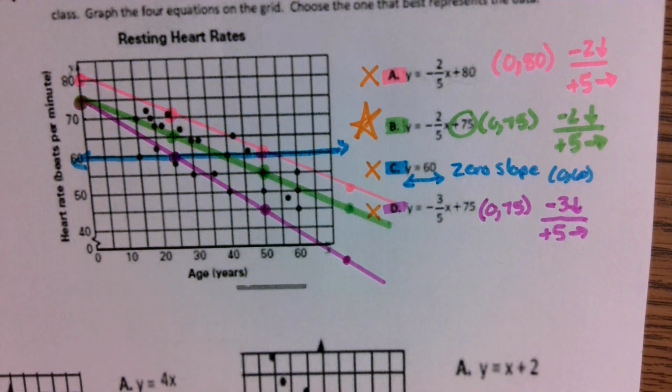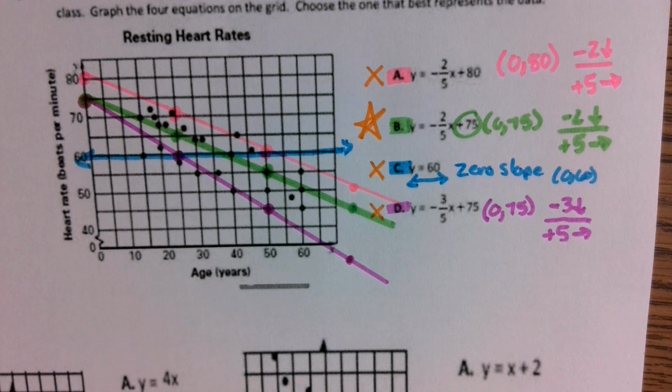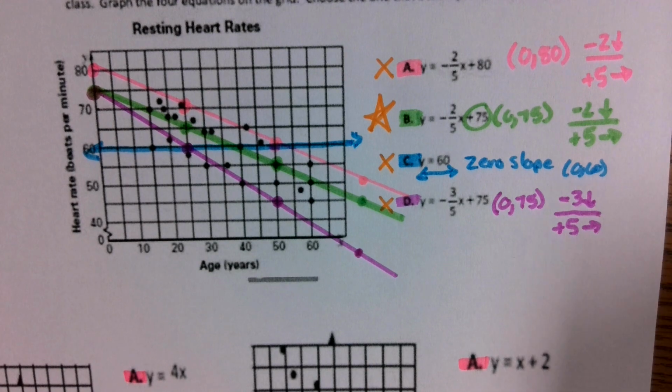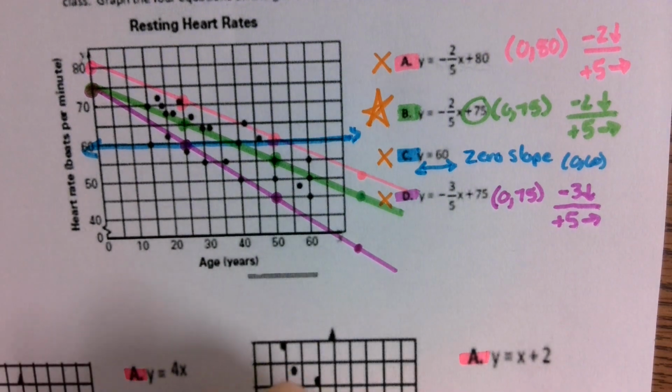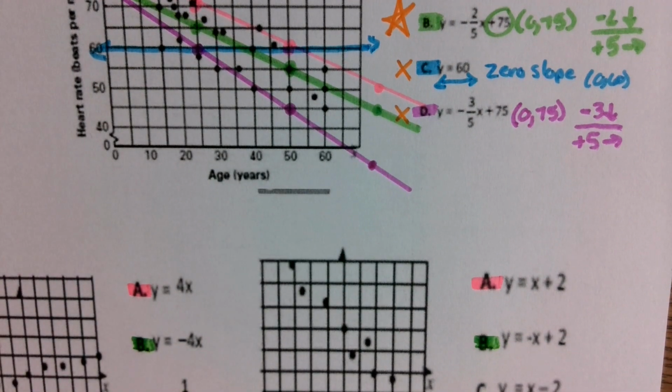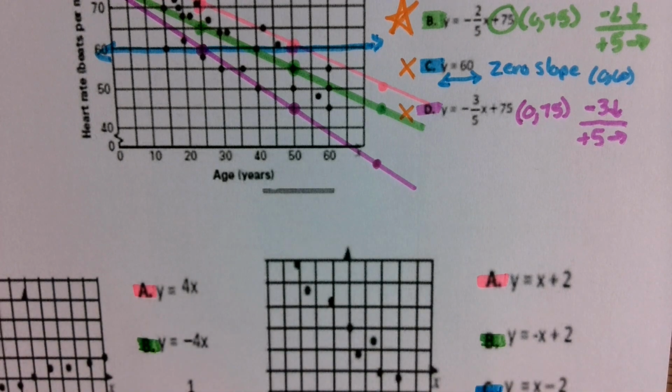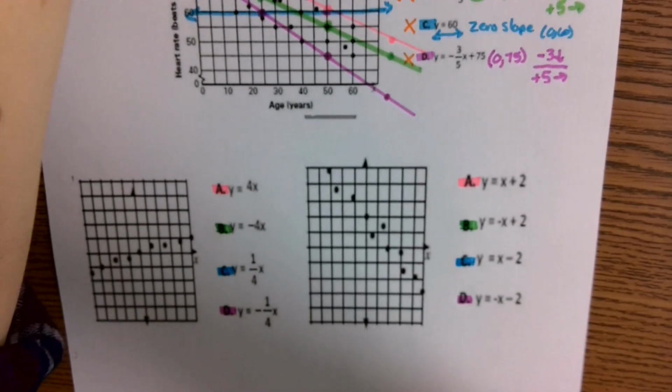Okay? What I want you guys to do is the exact same thing for those 2 problems at the bottom. You're going to graph all the lines, just like we did before. You're going to graph lines A in pink. You're going to graph lines B in green. You're going to graph line C's in the blue. And then your line D's are going to be in the purple. You're going to do that for both of them and see which one you can identify as your line of best fit.